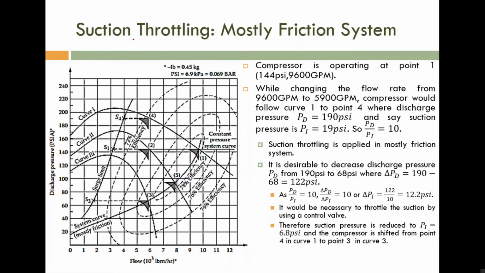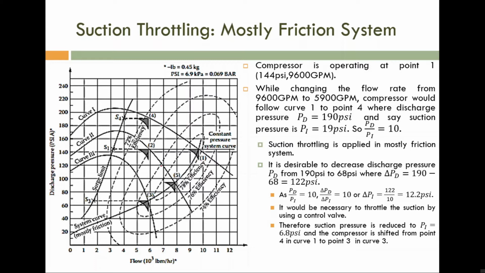So here we are throttling the suction line to achieve a minimum flow. There is no need to maintain a constant pressure. The system is not demanding a constant pressure. The system requires minimum flow, that's all. Okay, so if the system is demanding 9600 flow, then we need to give that much pressure to overcome the friction.